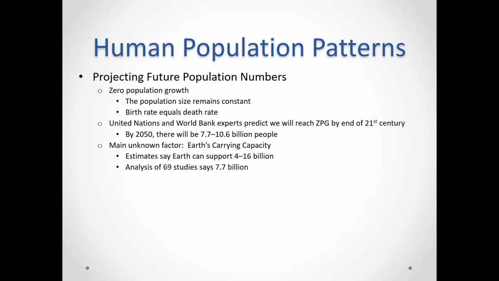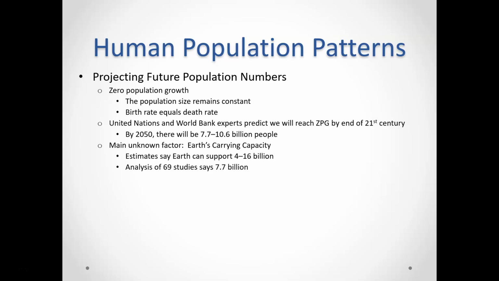We don't know. There's lots of different estimates. Some scientists will tell you that we have already surpassed our carrying capacity, that the carrying capacity was 4 billion people and we've gone beyond it. Some more optimistic estimates say, no, this planet can hold a lot more people. We can double our capacity and still be okay. Consensus of a lot of different studies says the carrying capacity of the planet is about 7.7 billion.